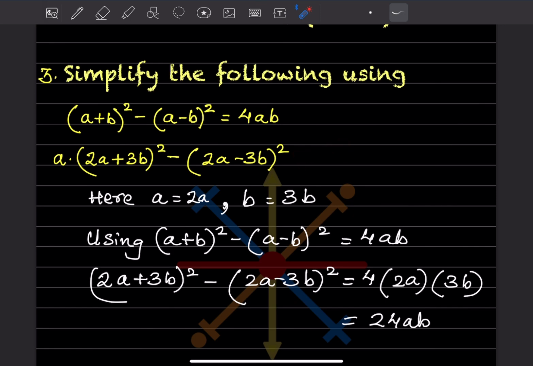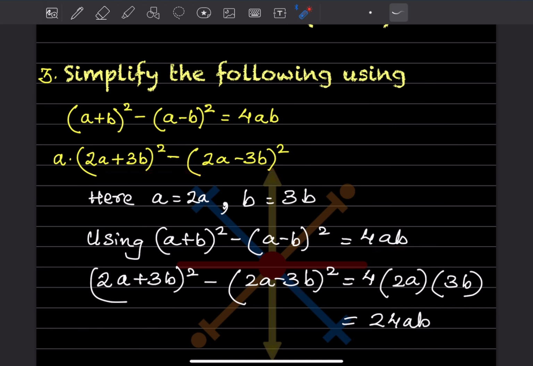In this case, what we have to consider is that this is A and this is B. Can you see this 2A, both are the same, and these both are the same. So we don't have to look at the sign, only this part. So A is 2A and B is 3B. If you know this, we can put the values there. Now you are going to use this formula. So this is equal to 4AB.